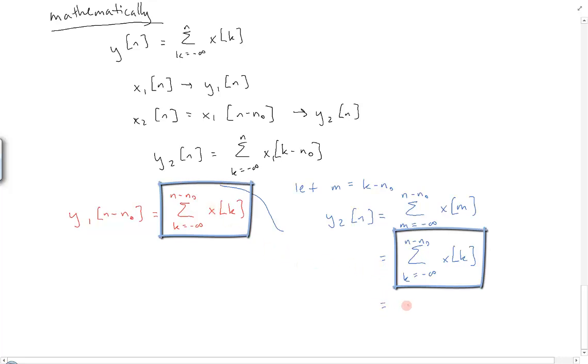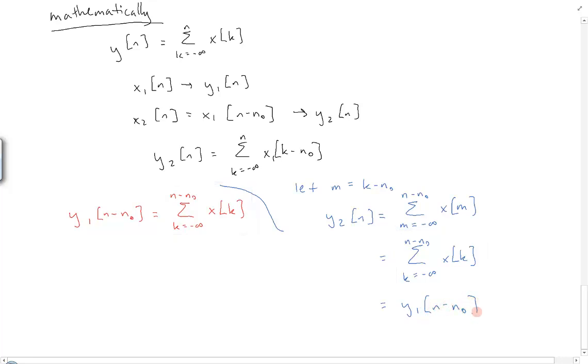So we can see that this is in fact equal to y1 of n minus n0, and therefore this system is in fact time invariant. Again, if we had done this analysis and had come up with something that was different between these two, if y2 had not just been y1 of n minus n0, then the system would be not time invariant.